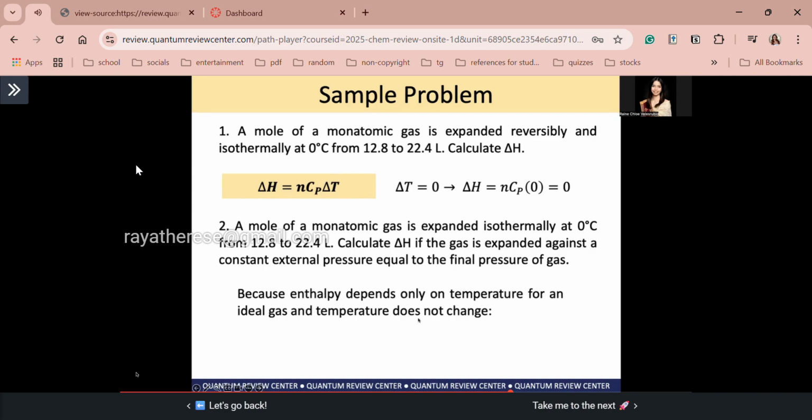So guys, remember, enthalpy depends only on temperature for an ideal gas, right? Again, as this equation says, dH is equal to Cp dT plus mu T dP. For an ideal gas, that is 0. So enthalpy depends only on temperature. However, guys, this is an isothermal expansion. Therefore, temperature does not change, so dT is equal to 0. That's why delta H, the enthalpy, is just equal to 0. Okay, I hope that's clear.